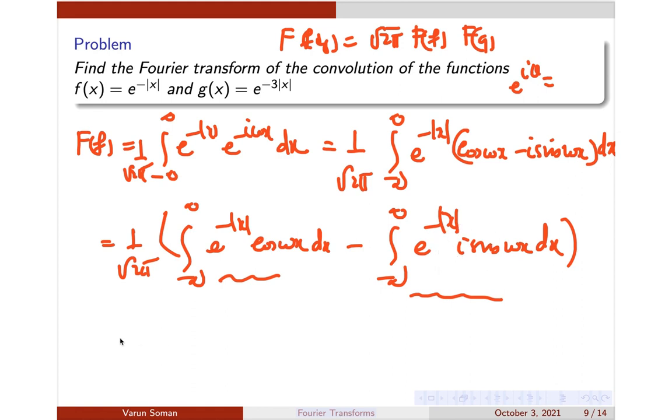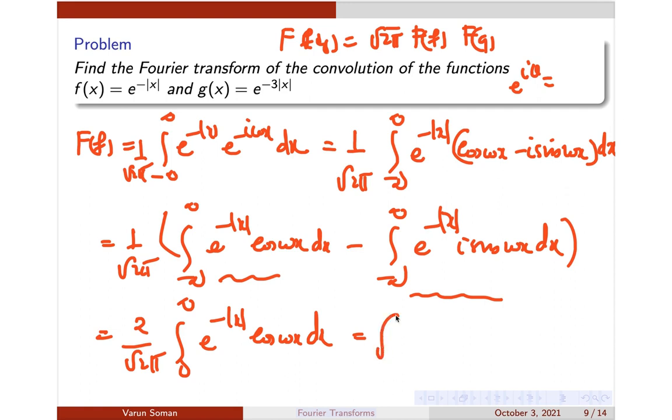Okay, so the answer will be simply 2 times 2 by root 2 pi integral 0 to infinity e raised to minus mod x into cos omega x dx. This will be 0. And when your integral is from 0 to infinity, mod x will actually simply be x, so it will be simply root 2 by pi integral 0 to infinity e raised to minus x into cos omega x dx. Okay, so this is the value.